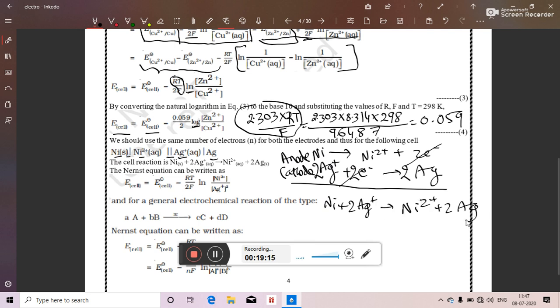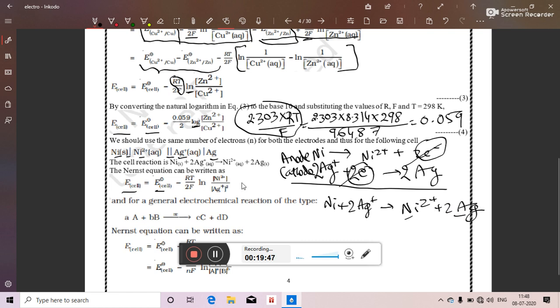So how can we write down E cell? E cell equal to E naught cell minus RT upon nF, if you are writing in the form of natural log. Here n, that is number of electrons gained or lost in the balanced equation, is 2. So RT upon 2F natural log of right upon left. In the overall reaction the right side is Ni2+ and Ag. For a metal the concentration is 1, so we will just write the concentration of Ni2+.